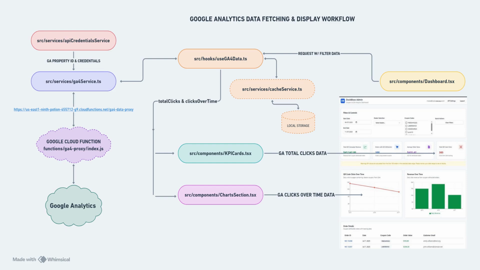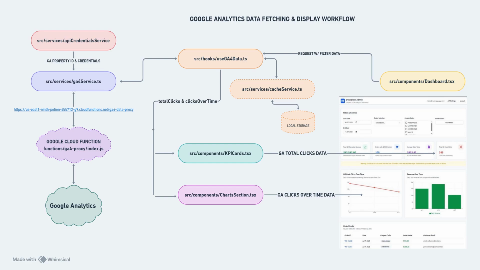Now our hook does the same smart split we saw with WooCommerce. The data flows out to two specialized components. KPICards receives the total clicks data and displays it in that fourth analytics card alongside our WooCommerce metrics. ChartsSection.tsx gets the clicks over time data and transforms it into those compelling trend visualizations showing how our QR code campaigns are performing. Each component renders its Google Analytics data perfectly into that first line chart in the dashboard. And that's our complete Google Analytics data flow.